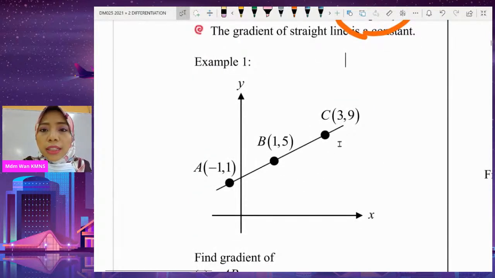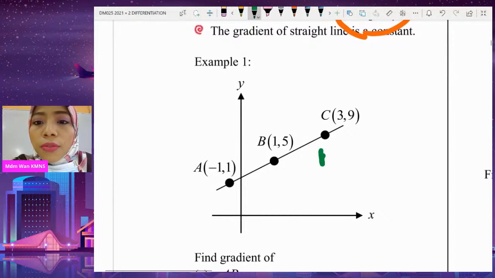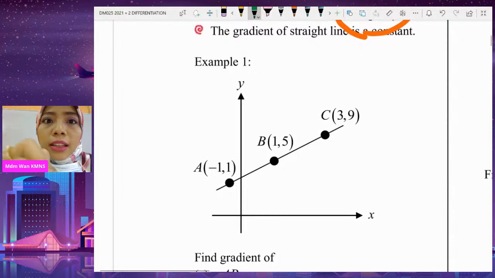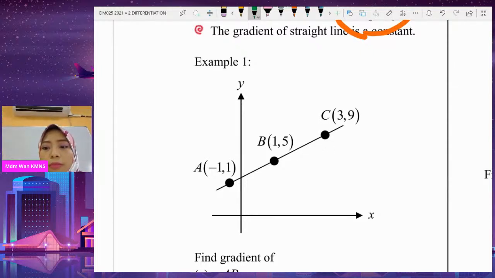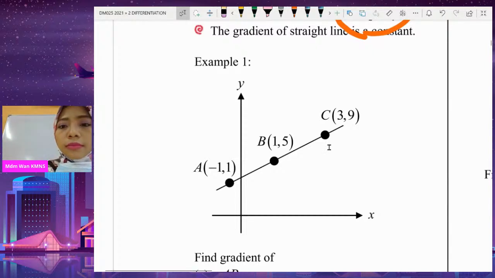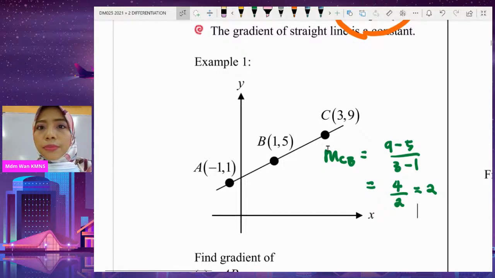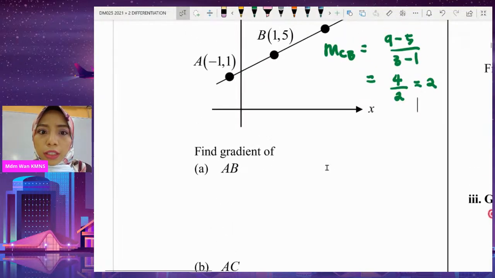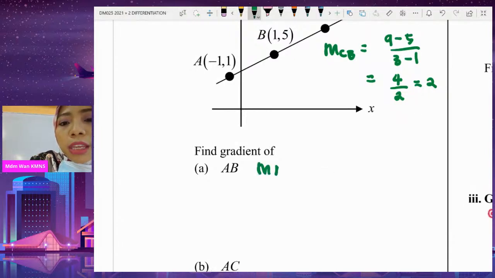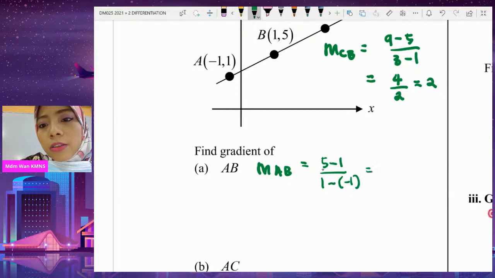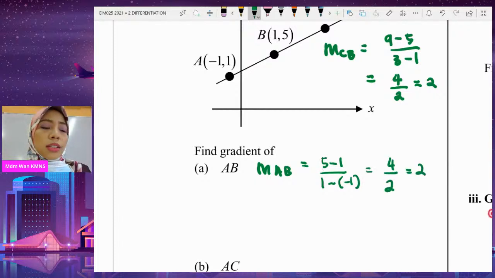For example, finding the gradient of MCB: 9 minus 5 over 3 minus 5, and then you get 4 over 2, which equals 2. That's the gradient. Then for gradient AB, m AB equals 5 minus 1 over 1 minus 1... 4 over 2, so you still get 2.